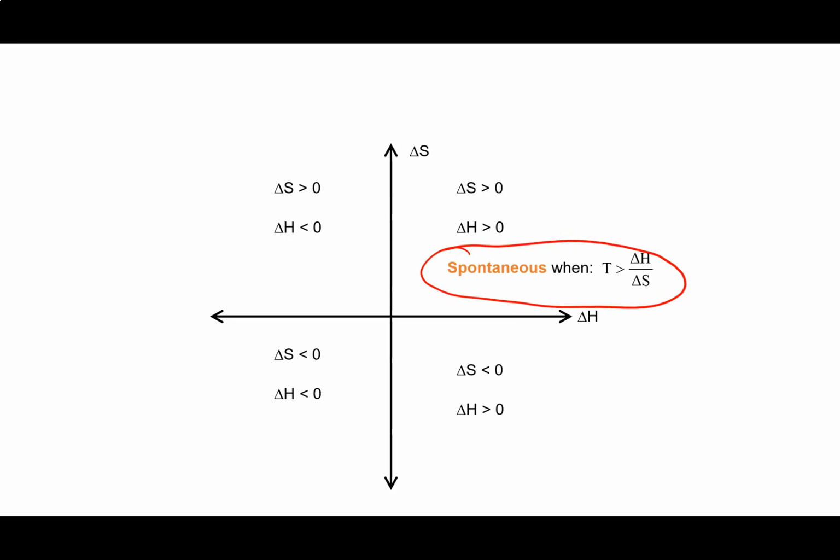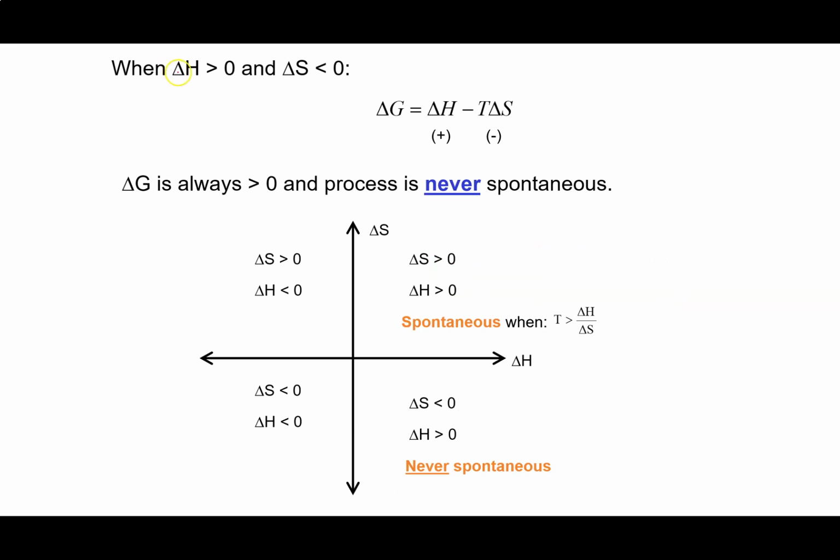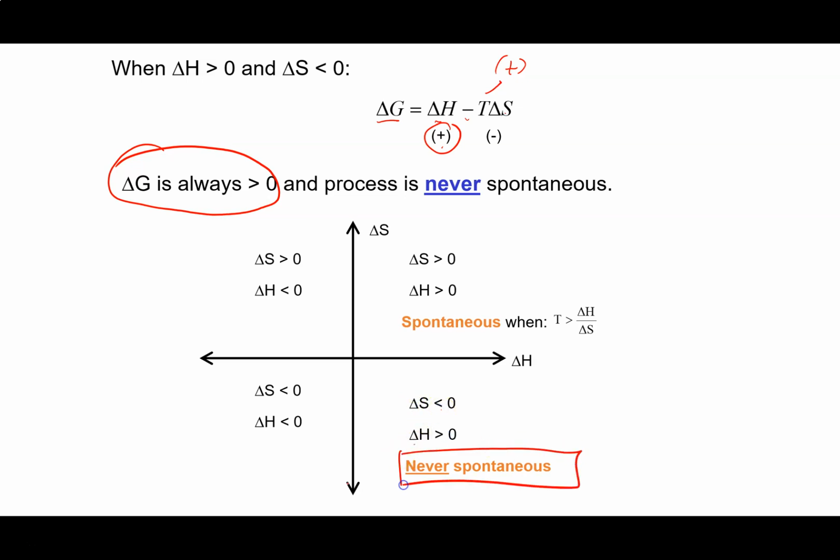Let's move on to the next one. Okay, so delta H greater than 0, but delta S is negative. So I've got my delta G equals delta H minus T delta S. So delta H is a positive number, delta S is negative, and T is always positive. So this will be a positive number subtracting a negative number. So delta G will always be positive for these conditions. So when delta S is negative and delta H is positive, my process is never spontaneous.